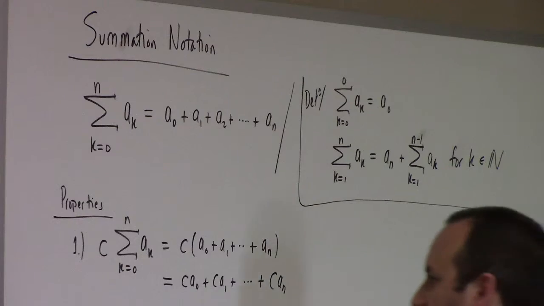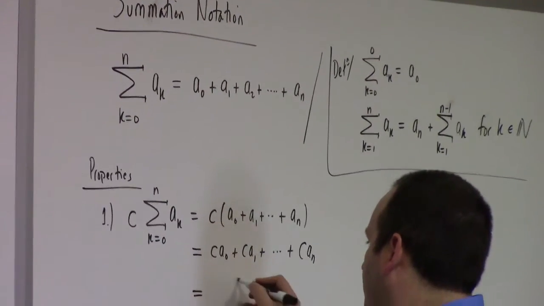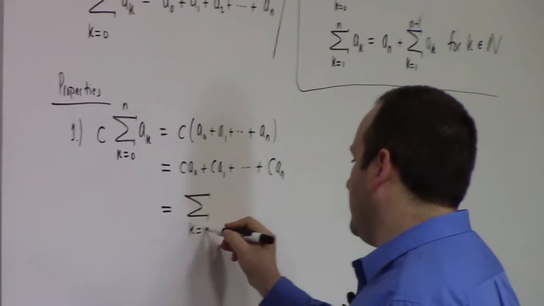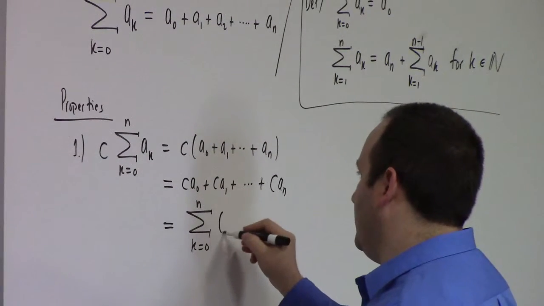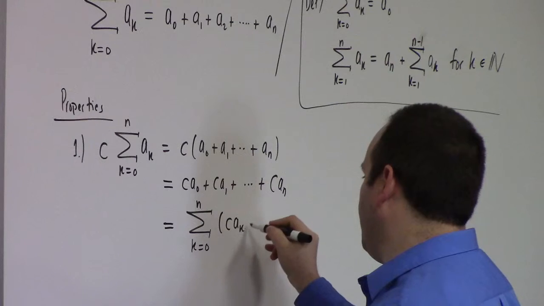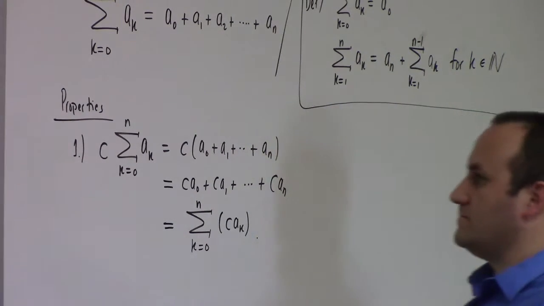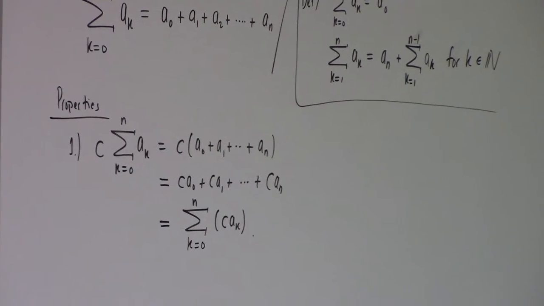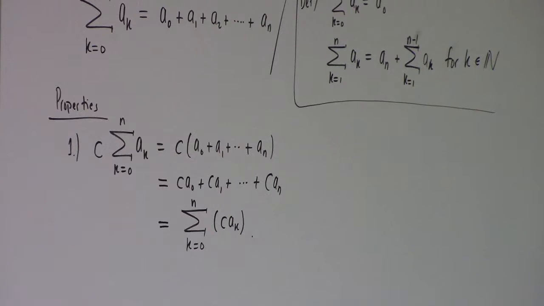And then you can rewrite that as the sum k equals 0 to n of c a sub k. In other words, we can factor a constant out of a finite sum, or we can pull a constant into a finite sum like this. What is it?